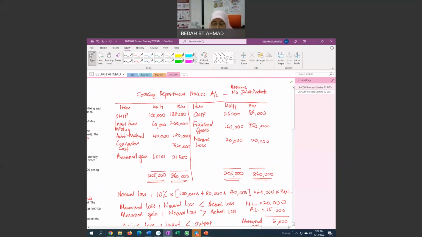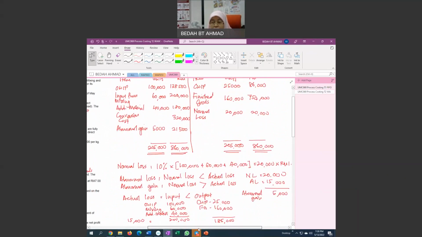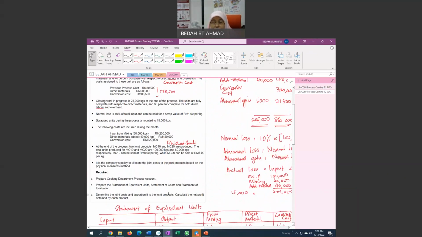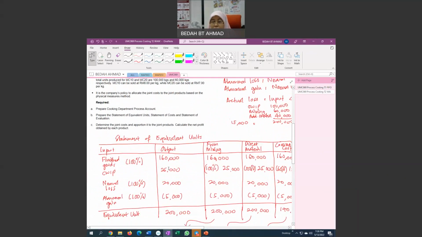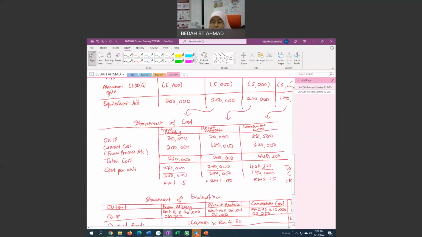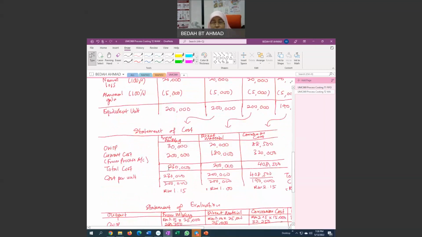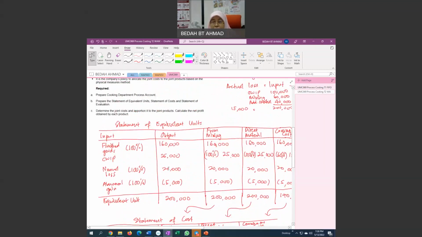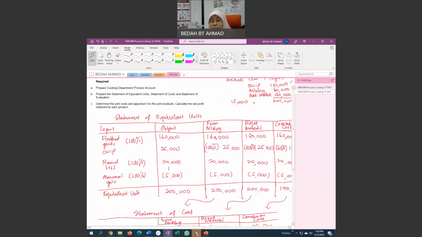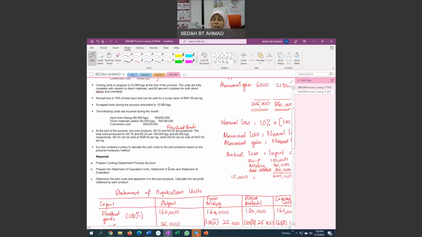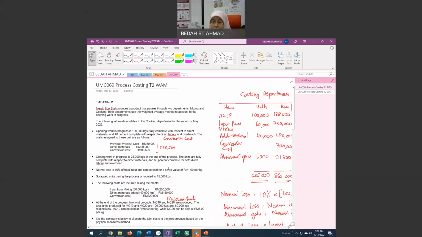So that completes our cooking department process account, as well as all the 3 statements. So we did question A: the cooking department process account, as well as the statement of equivalent units, statement of cost, and statement of evaluations. We'll continue later for part C to determine the joint cost and to calculate the net profit obtained by the joint product.